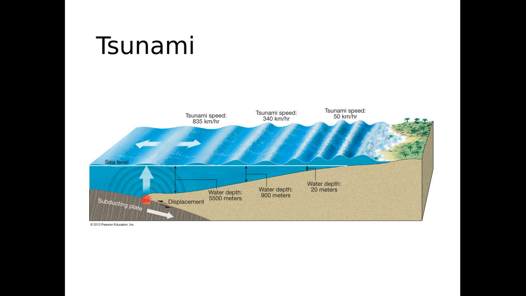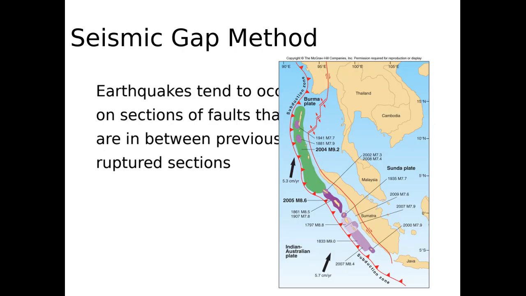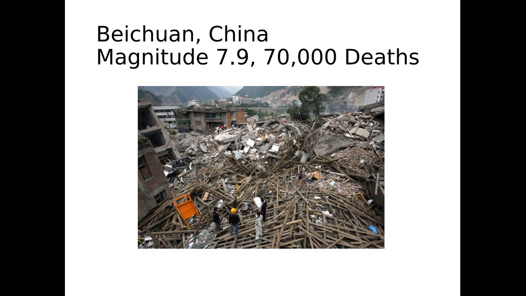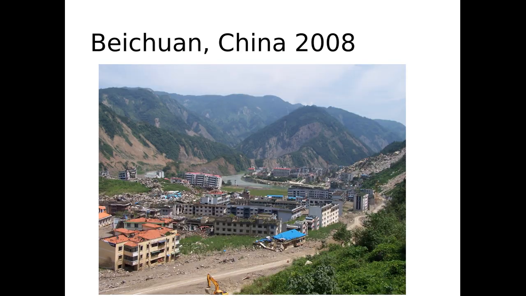And the seismic gap method is a way of predicting earthquakes. We know earthquakes are more likely to occur where there hasn't been recent movement on a fault, because that's a place where the fault is locked. And it's very approximate. You remember that earthquake in Beichuan and what caused that. The landslide dammed the river, and it was a terribly devastating thing.